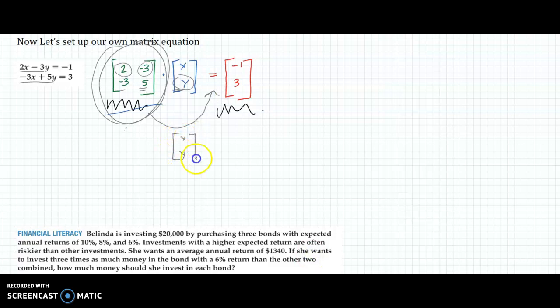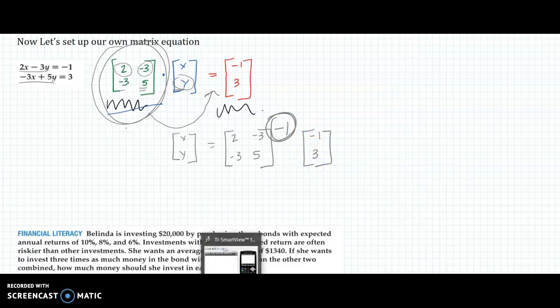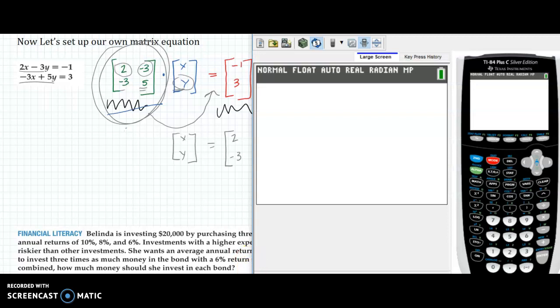So you're going to end up with xy equals 2, -3, -3, 5, and its inverse, that symbol means inverse, not necessarily to the -1 power, times that. So we're going to calculate or find the inverse matrix.